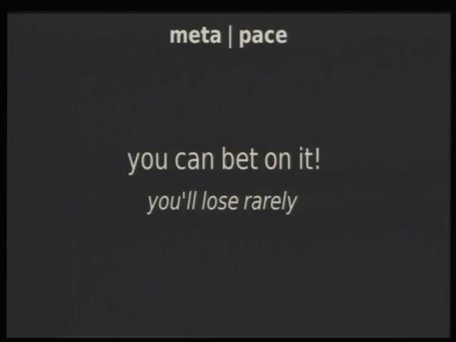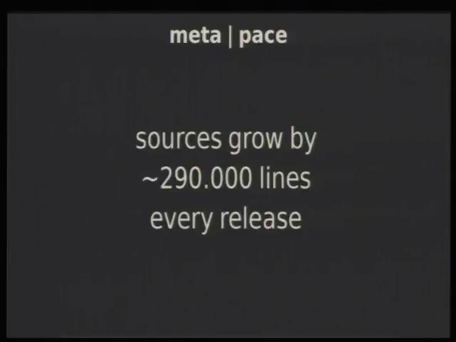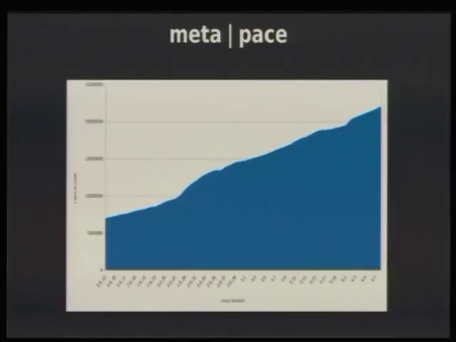4.15, as I said, which is coming out tomorrow, is 1 week late. It took 11 weeks to develop, and that's mainly the fault of Meltdown and Spectre. The kernel is also growing quite a lot, about nearly 300,000 lines every release. You can see it here.